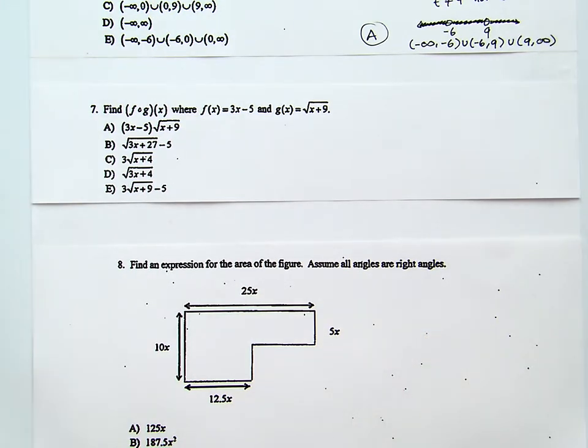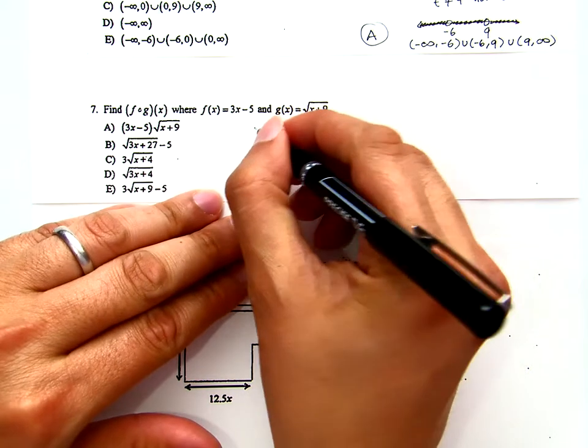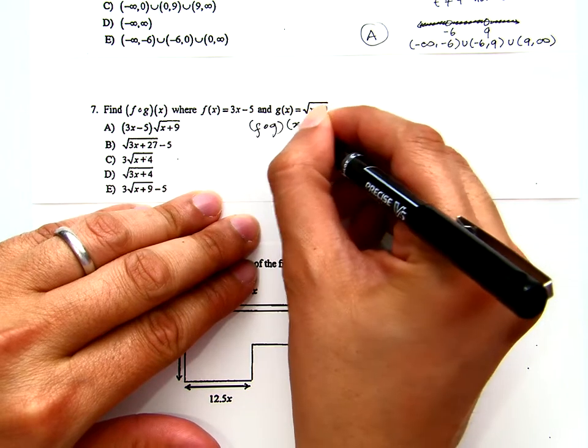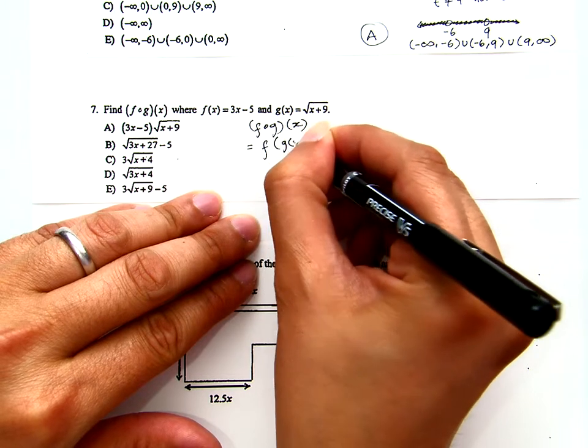Now let's see number 7. Find f composed g of x, where f(x) equals 3x minus 5 and g(x) equals the square root of x plus 9. Now f composed g of x is equal to f of g of x.